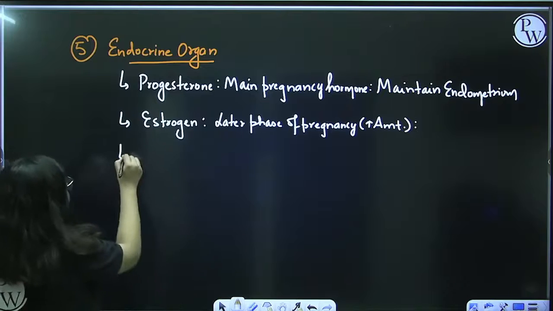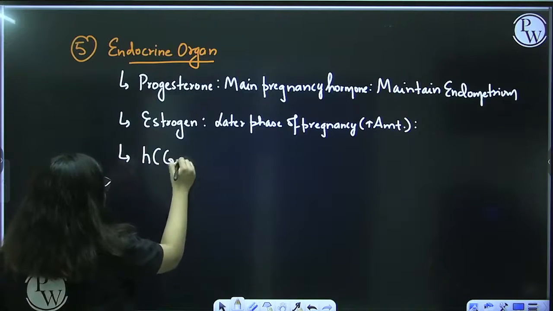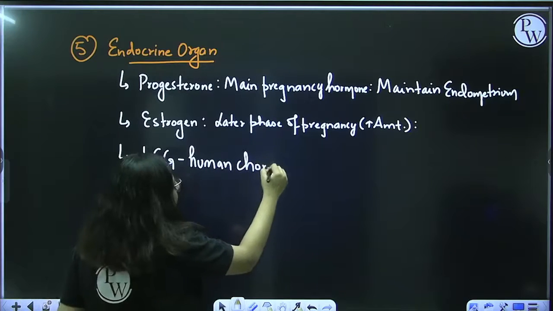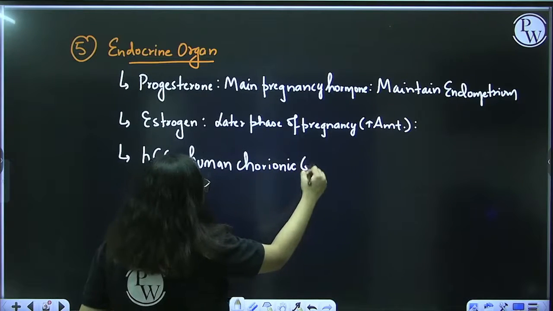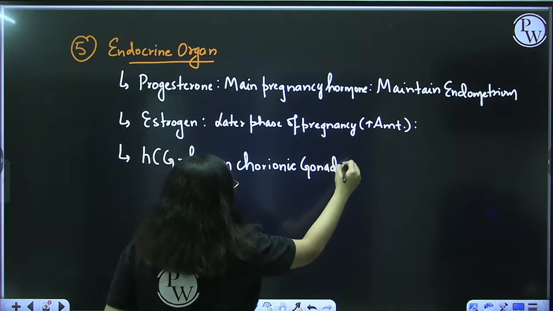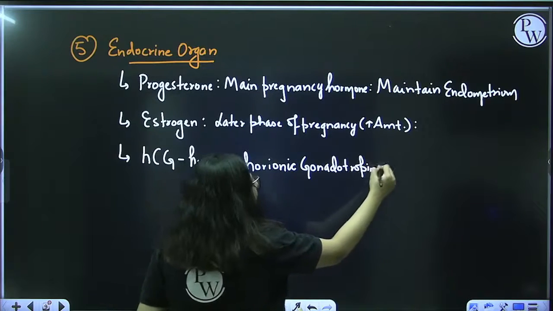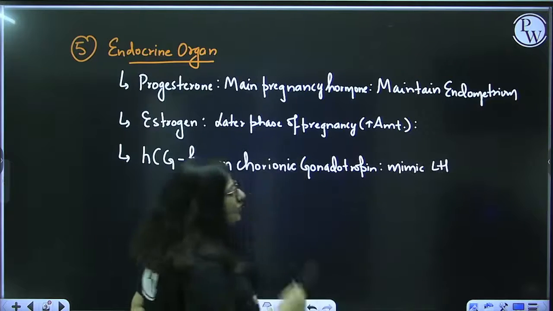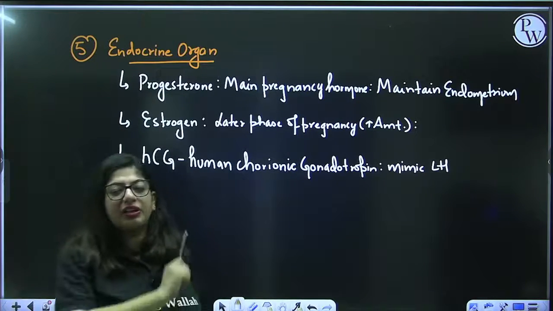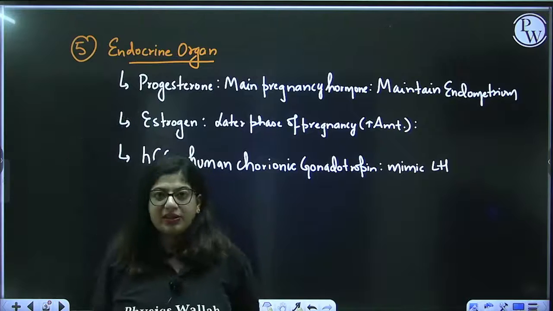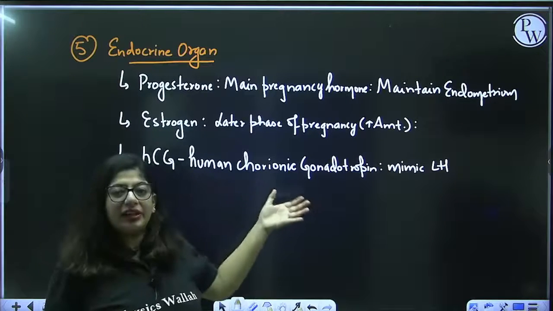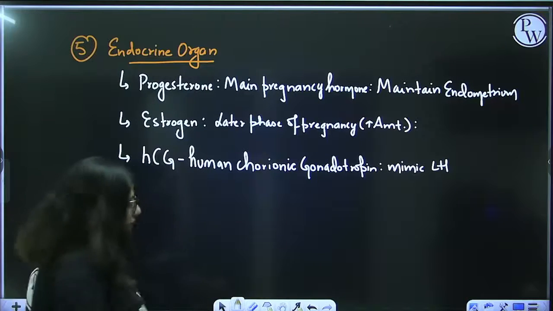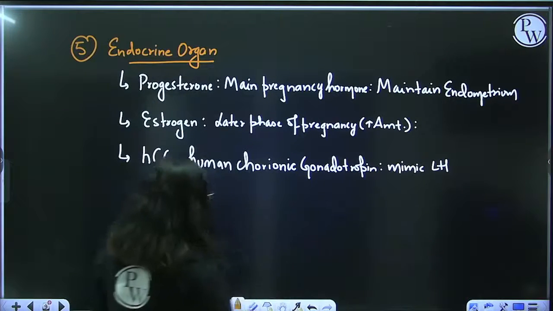Apart from that, it also secretes the hormone HCG. The full form is human chorionic gonadotropin. It is just like LH. This is the first hormone that tells you about the pregnancy. It is secreted even in the initial phases of the placenta. This is the hormone that is secreted first by your placenta. So, how does it mimic LH? For that, you need to understand the process.